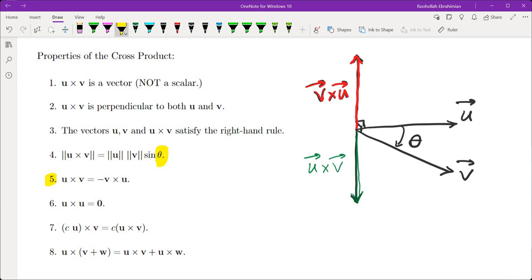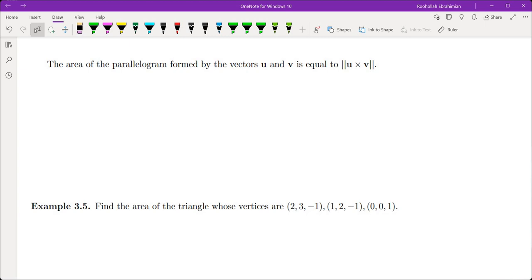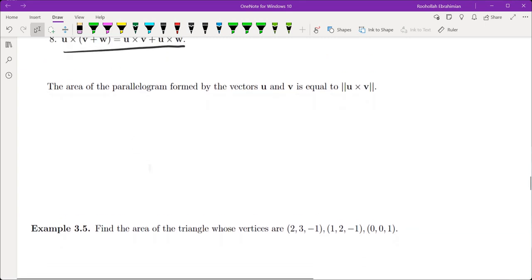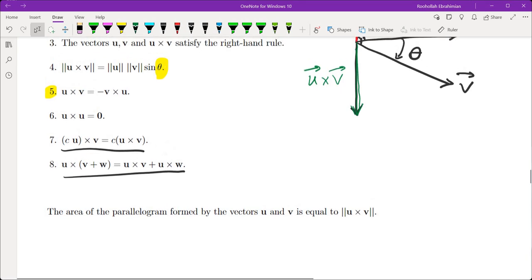Therefore, u cross u would be 0. And then we have associativity. If you have a scalar, you can take it out of the cross product. And then we also have the distributive law. Okay. So one important property of cross product is we can use the cross product to find area.